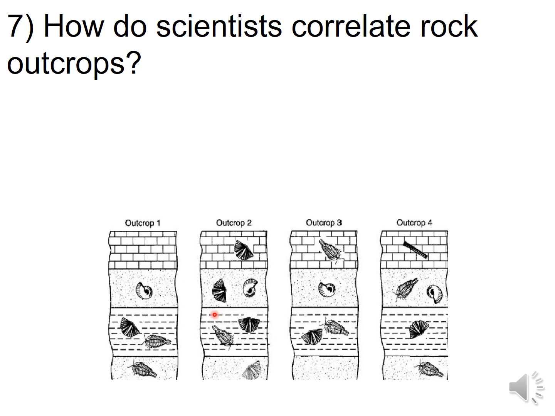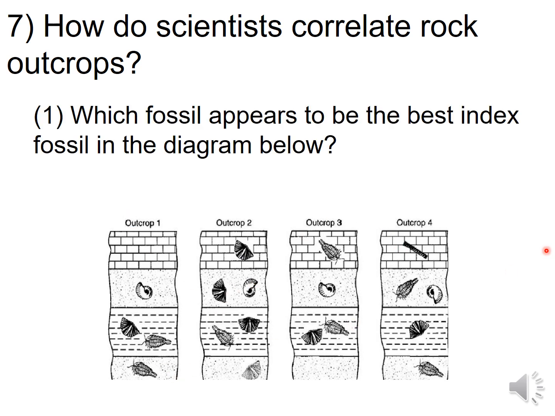So looking at these, we have fossils in each of these outcrops. Which fossil appears to be the best index fossil in this diagram below? The first thing we could look at is one that appears in the most outcrops. So we have this seashell, it's in all four. Okay, so that might be useful, and it's only in one time period. This one right here that kind of looks like a butterfly to me is also in all four, but in outcrop 2, it's in 3 time periods. So that's not really that useful to us.